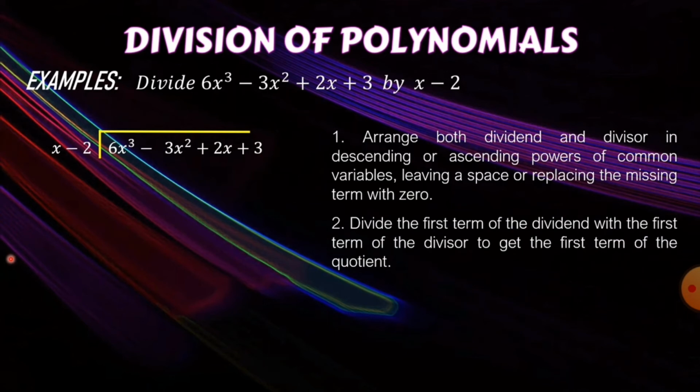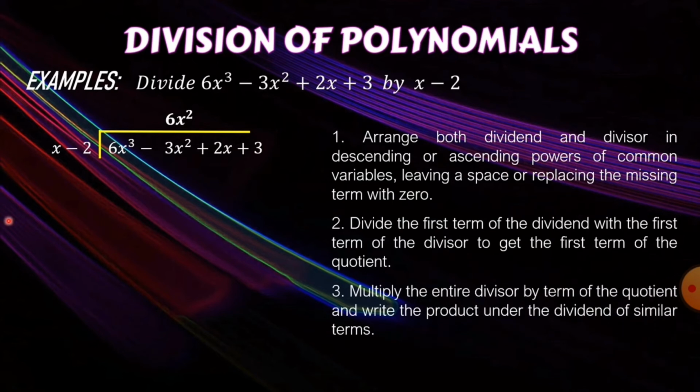Okay, then step 2, divide the first term of the dividend with the first term of the divisor to get the first term of the quotient. So anong ibig sabihin yan? So first, 6x cubed yung first term sa dividend at si x yung first term sa divisor. So 6x cubed divided by x maging 6x square. Bakit naging 6x square? So 6 divided by 1, it's 6, right? Then x square, naging x squared kasi si x cube at si x, when we divide, we subtract the exponent. So, kaya naging x square.